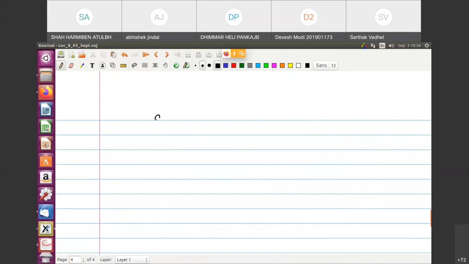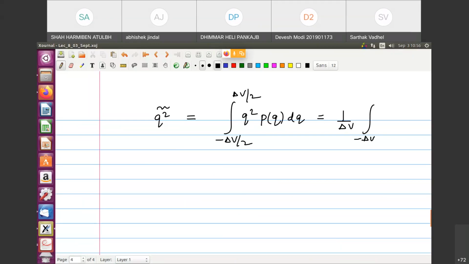So we can say that, now if at all this is a random variable, the mean square value is simply given by the integral of Q square P of Q dq over the range, that is minus delta V by 2 to delta V by 2. This is the standard value for obtaining the mean square value. So this is given by 1 upon delta V, putting P of Q as 1 upon delta V, integral from minus delta V by 2 to delta V by 2 of Q square dq. Now this is simple, Q cube by 3, and when you put the lower and the upper limit, you will get the result.